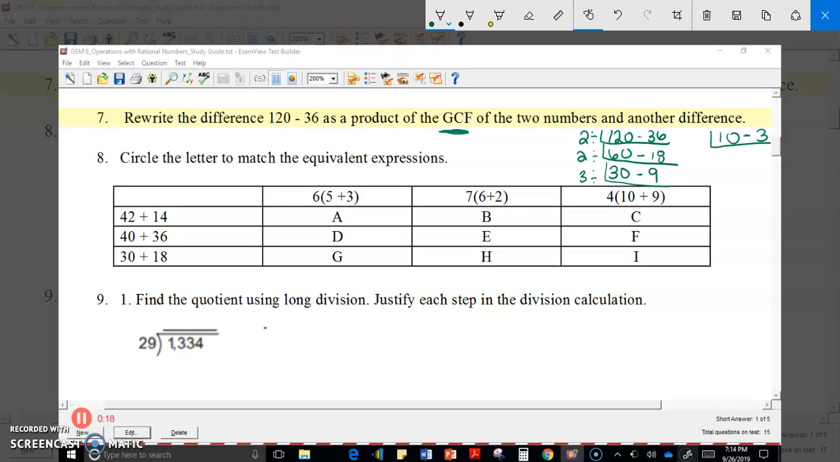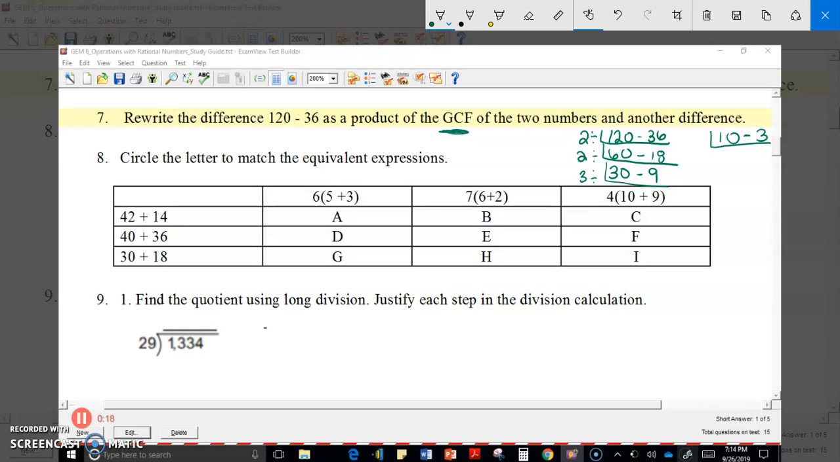Hold on, I think Ms. Fonseca made a little bit of a mistake here. Actually no, okay, I assumed that 36 was the GCF. It's not. The GCF is going to be 12 in this case. So now I can no longer factor out a common factor from 10 and 3. They only have 1 in common.